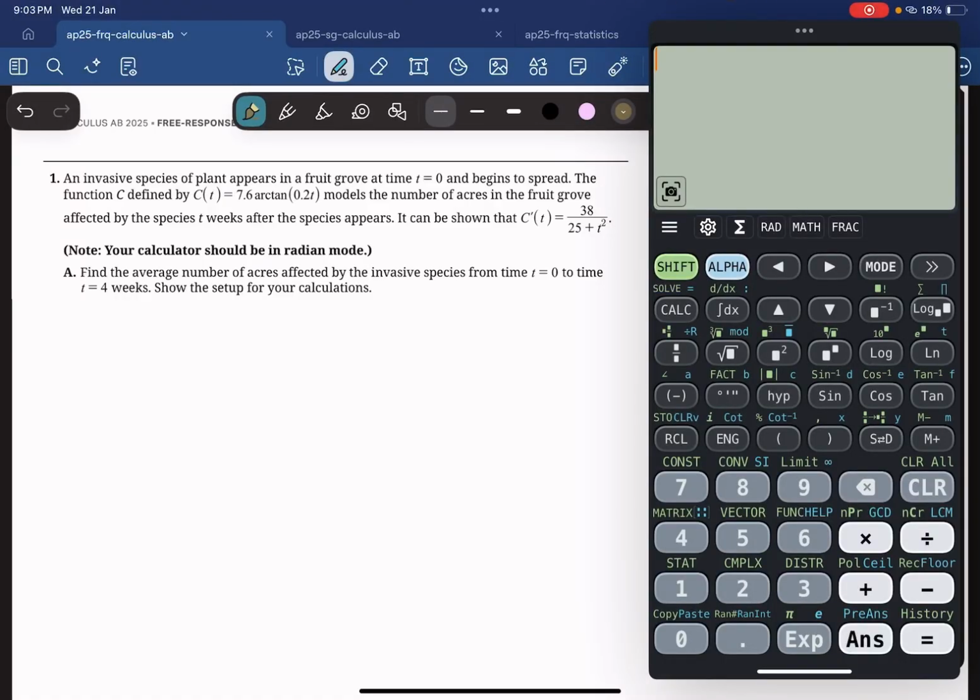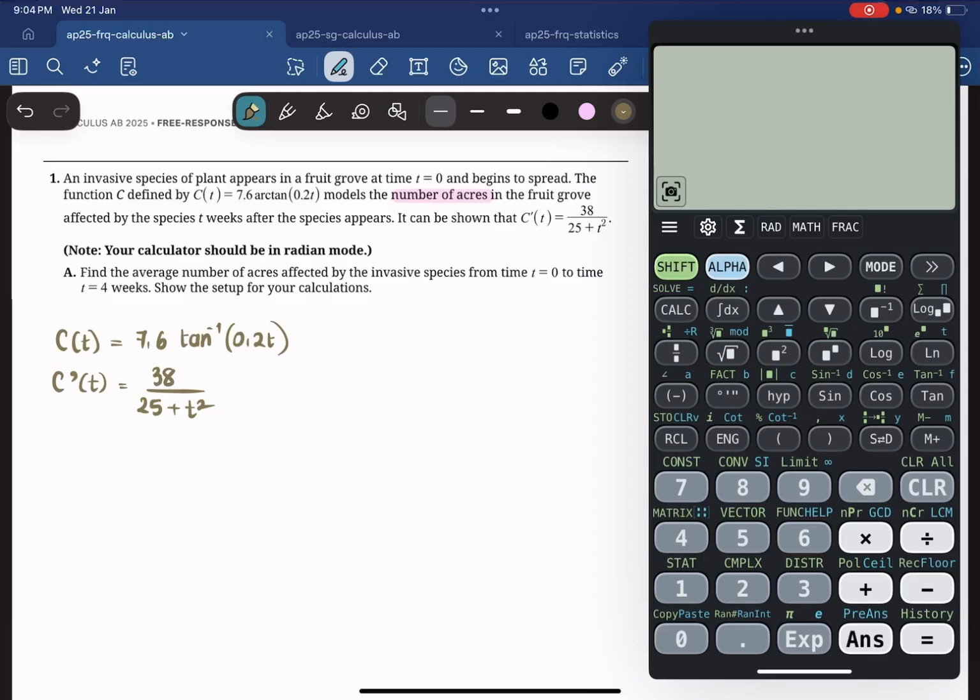Okay, so question number 1. An invasive species of plant appears in a fruit grove at time t equals 0 and begins to spread. The function C defined by C of t is equal to 7.6 arctan (tan inverse) of 0.2t models the number of acres in the fruit grove affected by the species t weeks after the species appears. It can be shown that C prime of t is equal to 38 over 25 plus t squared.